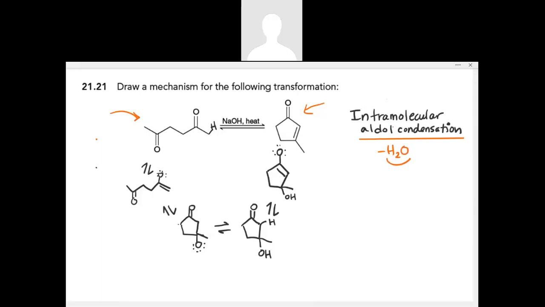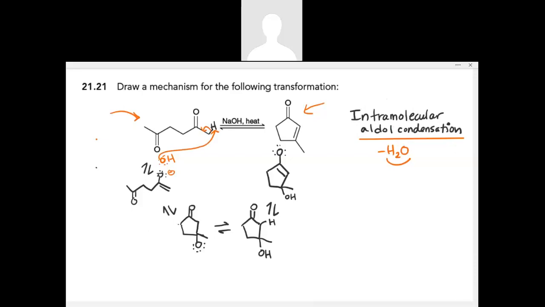So in step one, our hydroxide ion here from the sodium hydroxide will deprotonate this proton here, and then those electrons move in, and we form this enol shown here with the negative charge on that oxygen.